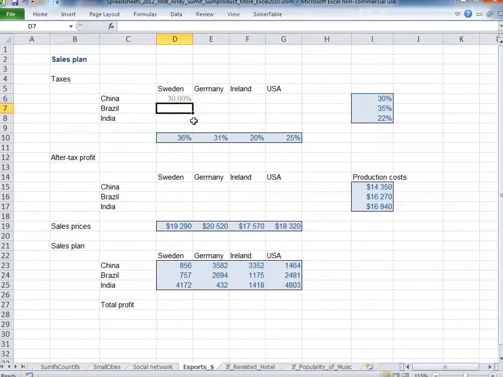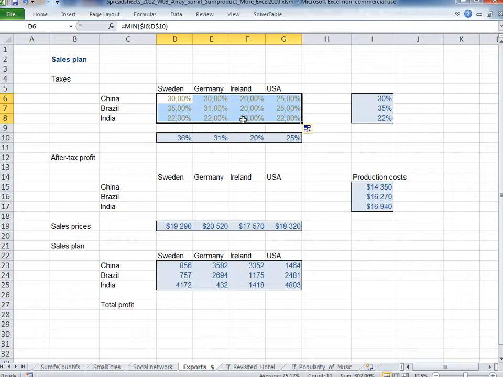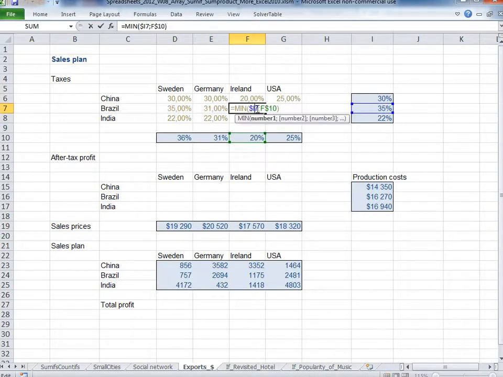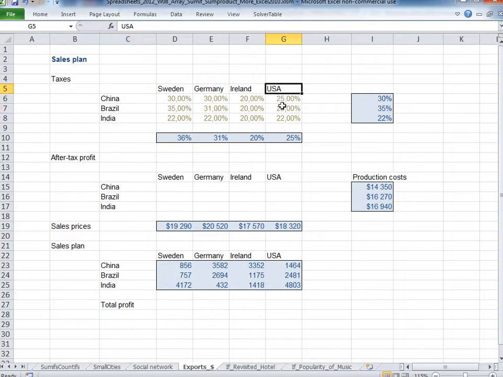We can copy this formula now, and we get this effective lower tax rate. Okay, so now I know, for instance, that if we sell from Brazil to Ireland, our tax rate is 20%. And for instance, from Brazil to USA, it's the USA's 25% tax rate, but from India to USA, it's India's 22%. So that's how it plays out.